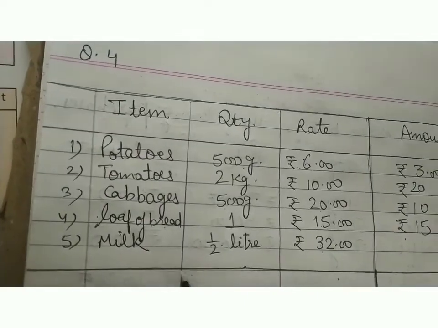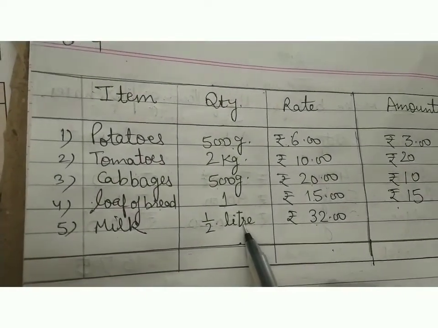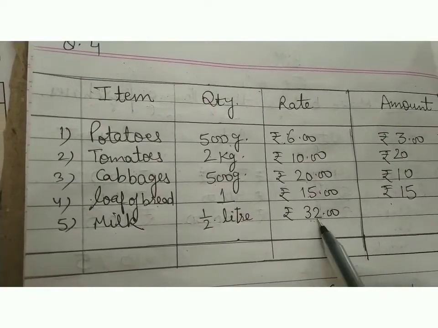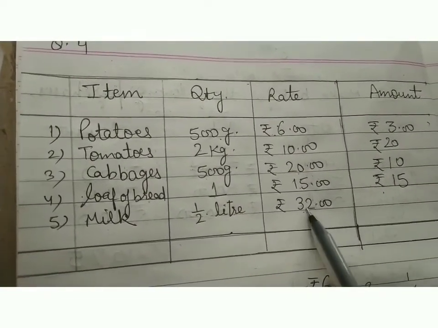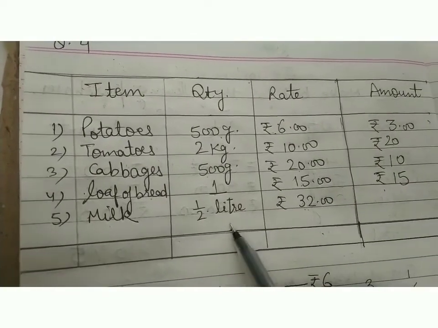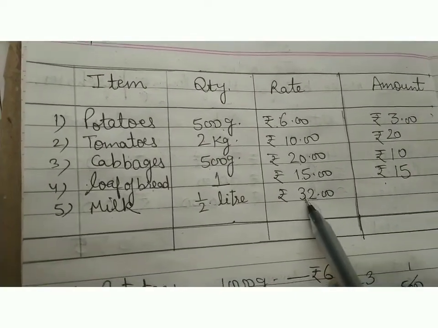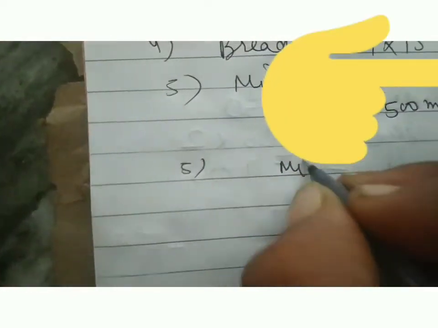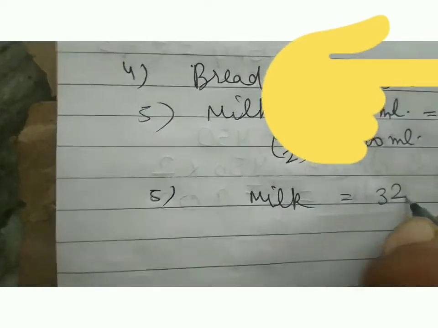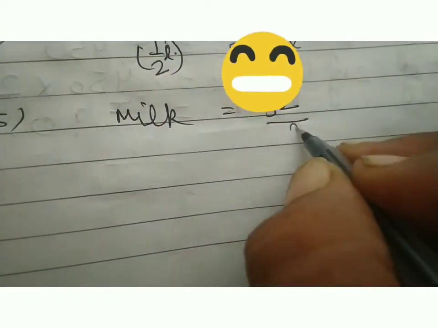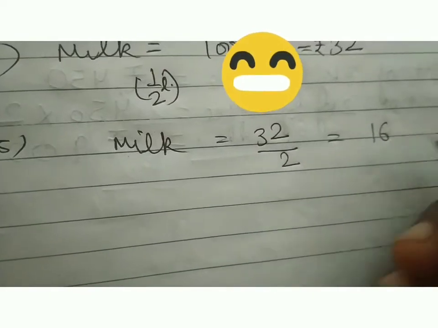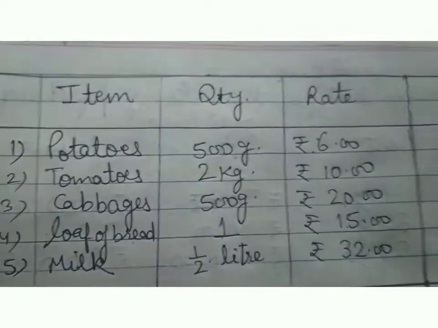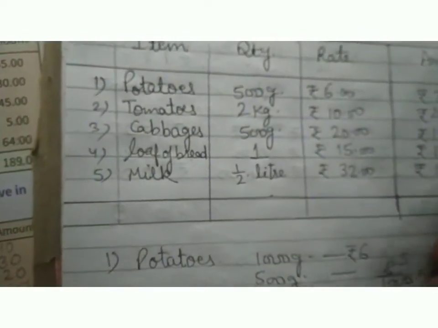Children, here I have to purchase half liter of milk, and 32 rupees is the cost of the milk for 1 liter. So obviously 1 liter of milk costs 32 rupees. So half liter has become just half of it. Okay. So fifth we will calculate for the milk. 32 rupees is the cost, so we will divide it by 2. Rupees 16 will be the cost of half liter of milk. So here we will write rupees 16.